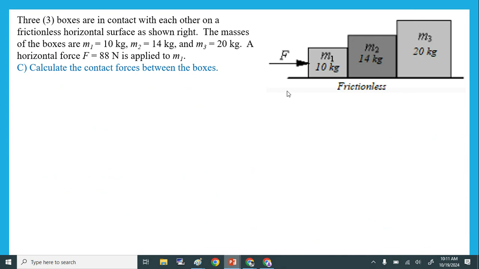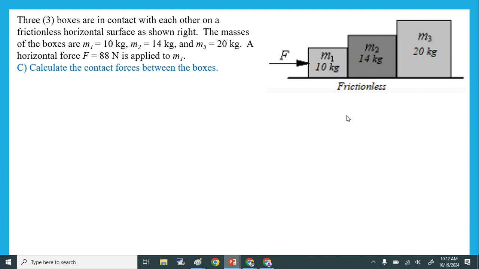All right, let's do part C. I'll do part C a couple of different ways for you. I'll tell you what I prefer, and then I'll do one that's proper. Okay, well, quote unquote proper. In this case, it says to calculate the contact force between the boxes, but it doesn't tell you how or where to start.